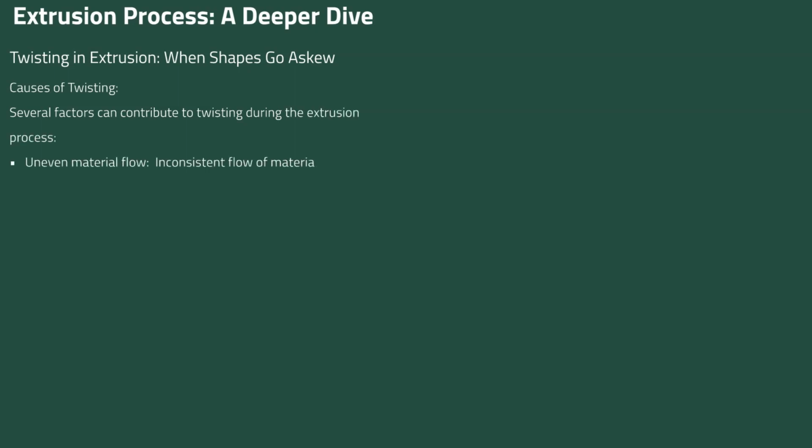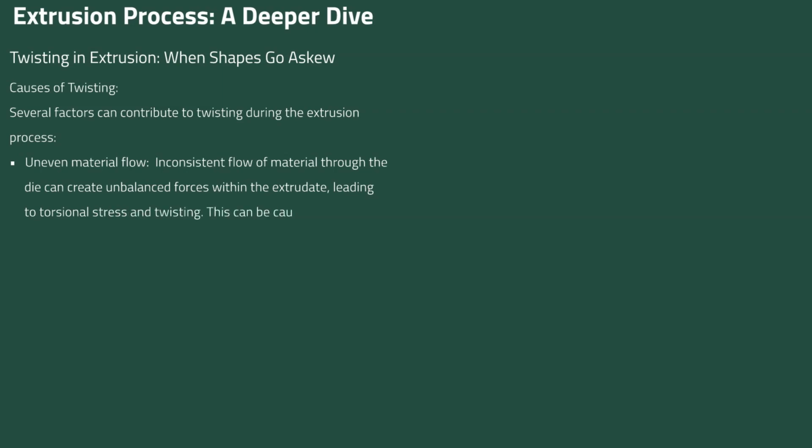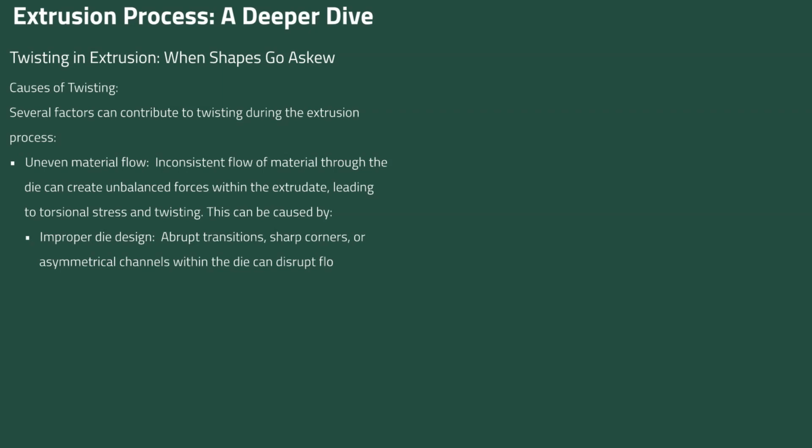Causes of twisting. Several factors can contribute to twisting during the extrusion process. Uneven material flow: inconsistent flow of material through the die can create unbalanced forces within the extrudate, leading to torsional stress and twisting. This can be caused by improper die design; abrupt transitions, sharp corners, or asymmetrical channels within the die can disrupt flow and create unbalanced forces.